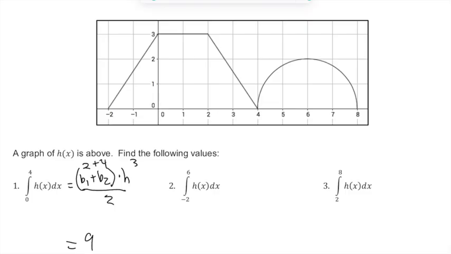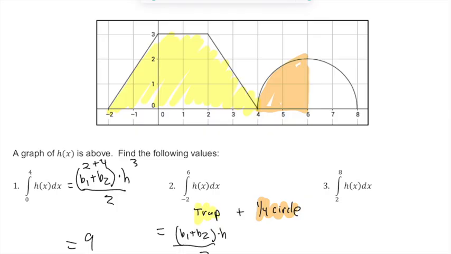Next question, we're going from negative 2 to 6. So negative 2 all the way to 6 is going to give me this trapezoid here and this quarter circle here. So to find the area, we need to find the area of the trapezoid, highlighted in yellow, and the quarter circle, highlighted in orange. The area of a trapezoid is base 1 plus base 2 times the height divided by 2. And then the quarter circle is going to be pi r squared times a quarter.